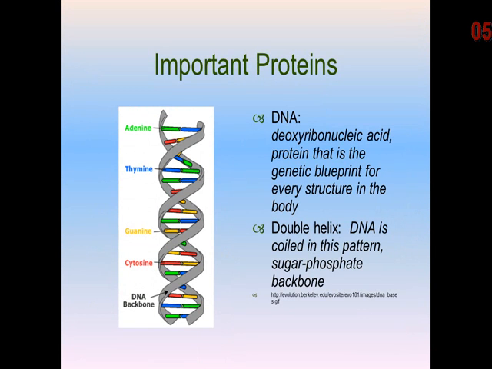DNA is an important structure in the body made using proteins. DNA stands for deoxyribonucleic acid and is the structure that provides the blueprint or instructions to build every structure in every cell of the body. It is in the shape of a double helix. So there are two strands of DNA intertwined together in a coil, looking a lot like a ladder that has been twisted. The backbone or sides of the ladder are made up of sugar phosphate, but the rungs of the ladder are base pairs made of proteins.